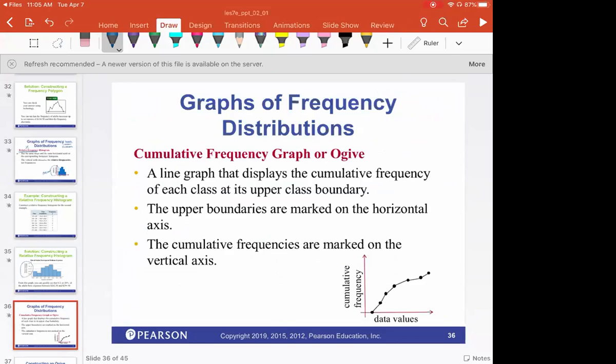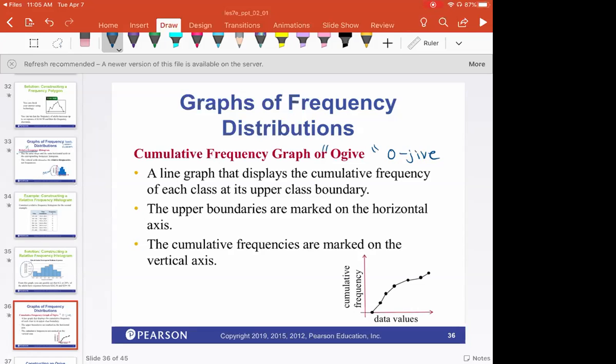All right, our next graph we can have is called an ogive. So this is pronounced ogive. So it's a lot like a polygon graph. Let's go ahead and take a look at this ogive.